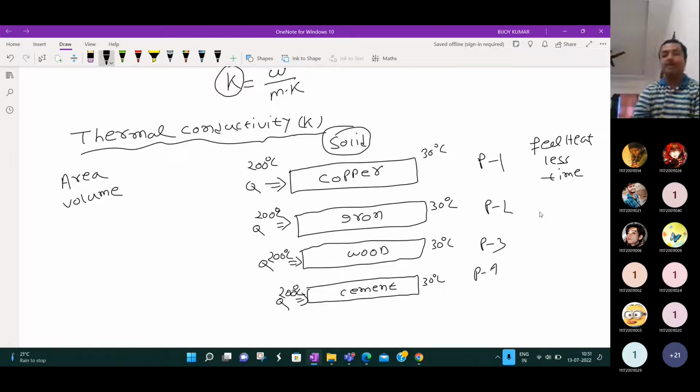Heat means what? High temperature at less time. Person 1 and person 2, sir. Person 1 and 2 feel heat at less time. Okay, very good. Very less time.